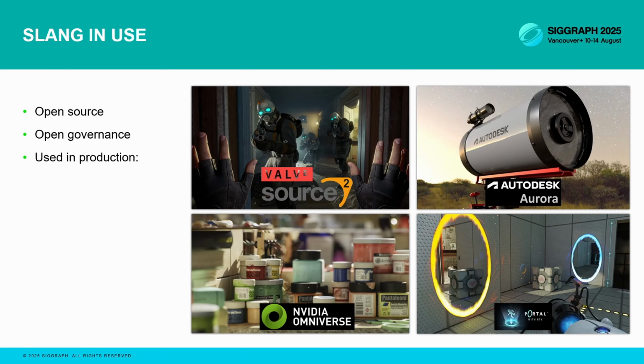Slang is also open source and an open governance project under the Khronos Group. Valve ported their Source 2 engine to it. Autodesk Aurora uses Slang to render on many different platforms, and Slang powers NVIDIA Omniverse and Portal with RTX.